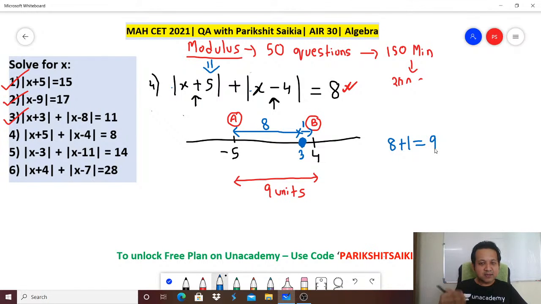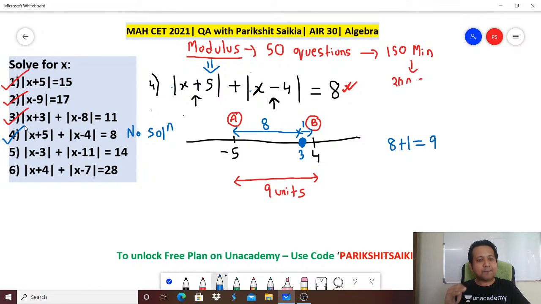It means the two human beings can never meet by just covering 8 units. So the answer is no solution. Got it? So it's a very wonderful, an amazing and a super amazing method of solving caselets on solving questions on modulus.